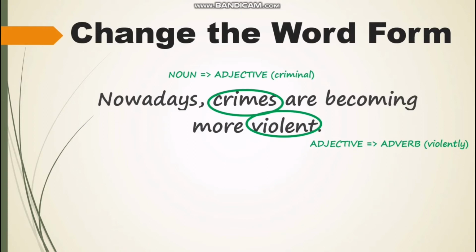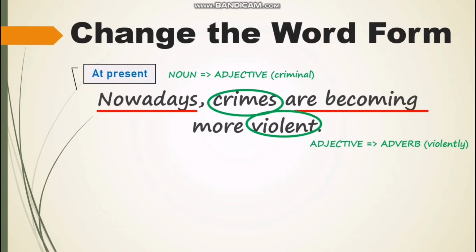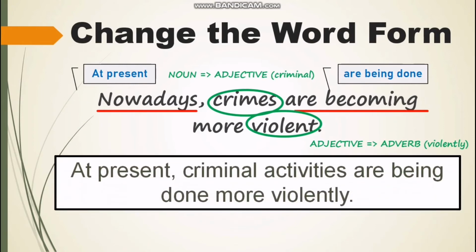After this, we will use the first method. Nowadays will be replaced by the phrase at present. The phrase are becoming is changed to are being done. So the paraphrased sentence will be, at present, criminal activities are being done more violently.